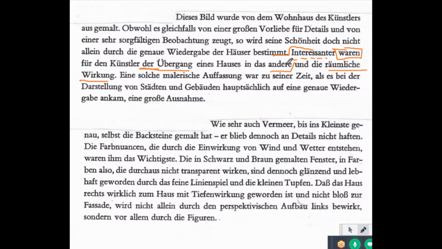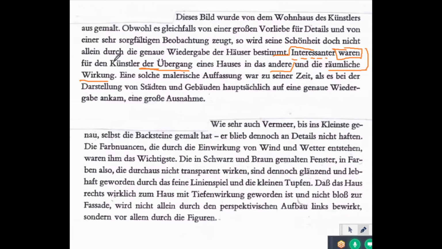You know, he has a lot of these images of seeing one room and then imagining the entrance into another room, or the transition into another, and then also the spatial effect. So you want to do the whole sentence together, starting with interessanter? Sure. More interesting for the artist were the transition of one house into another and the, I guess, spatial effect. Yeah, great. Okay, going on.